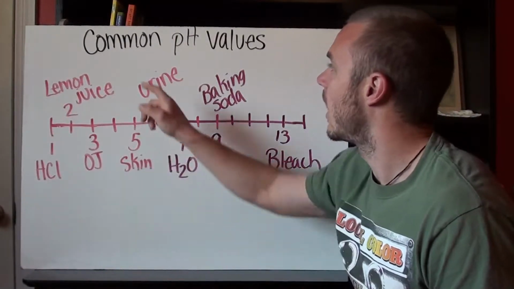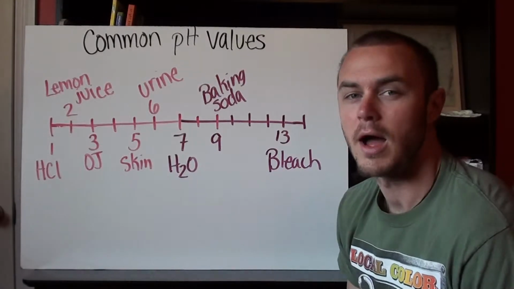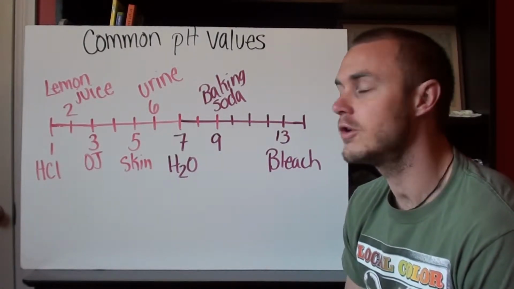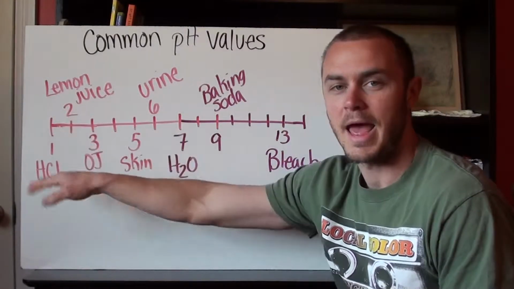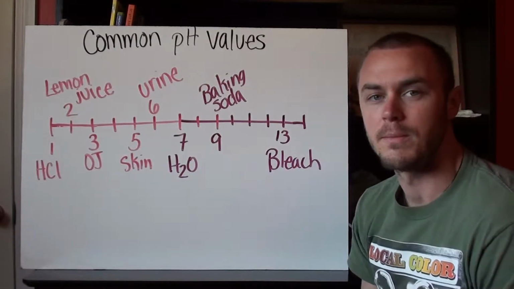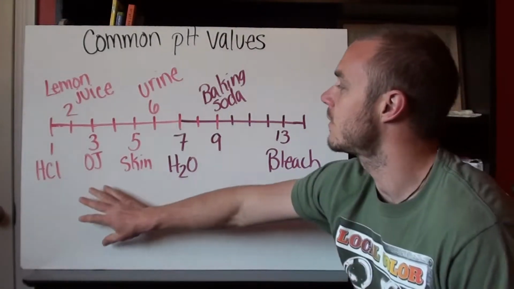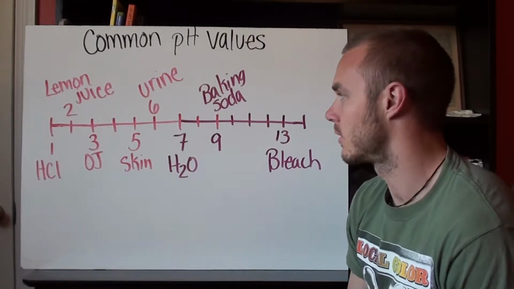Here are some common pH values that you should know. You don't need to memorize everything, but you should know that lemon juice and orange juice are going to be acids, and baking soda and bleach are on the basic side. This is good to know, however not anything you need to memorize per se.